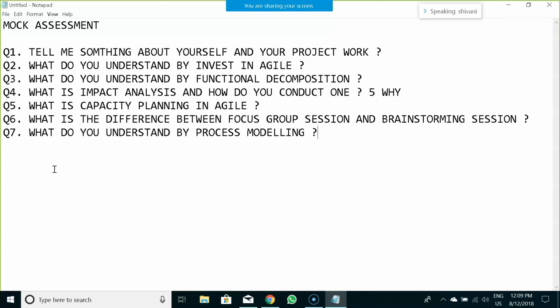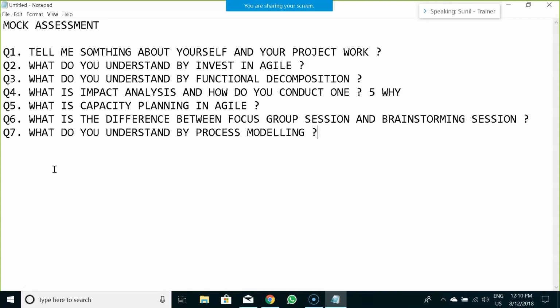Process modeling is basically business process modeling. It is the activity, or the stages, in which all the processes are done, and it is a particular process by which we can describe our project, how we are modeling it. Okay. And what do you understand by process re-engineering?